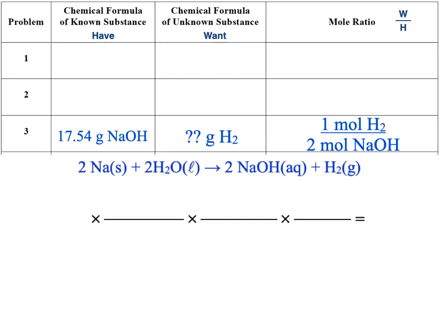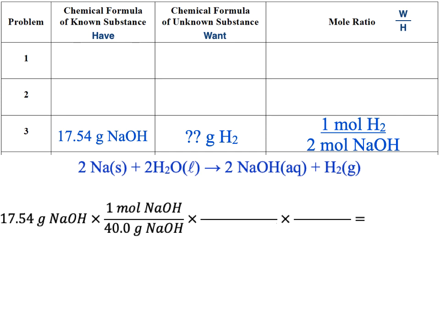Number 3, this time we have 17.54 grams of sodium hydroxide. We want to convert that to grams of hydrogen using the balanced equation. So my first step is I'm going to get rid of the grams of sodium hydroxide using the molar mass. And we have to calculate the molar mass with 1 sodium, 1 oxygen, 1 hydrogen. To 1 decimal place, it is 40.0 grams. Well, if I get rid of the grams, I have to put 1 mole on the top because there's 40.0 grams of sodium hydroxide in a mole of sodium hydroxide.